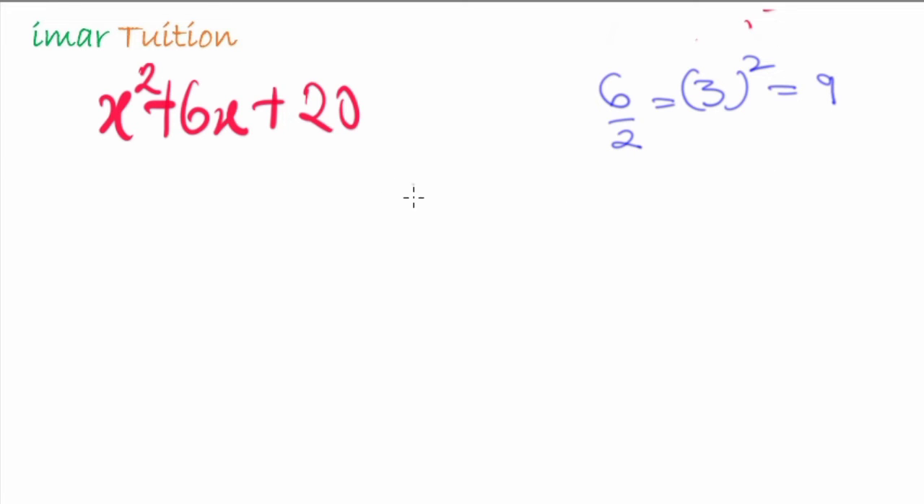So we're going to introduce 9 into this equation, because if we add 3 plus 3, it will give us 6, and if we multiply 3 times 3, it will give us 9. So 9 is the perfect number for us to achieve the completed square method in factorizing this equation.